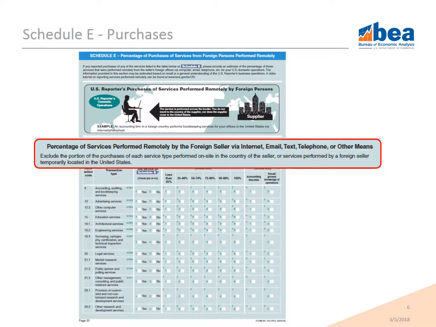In order to provide the information requested on Schedules D and E, it is first necessary to understand that transactions between U.S. and foreign persons can be performed in three ways: on-site, in the country of the purchaser, on-site in the country of the seller, or remotely.